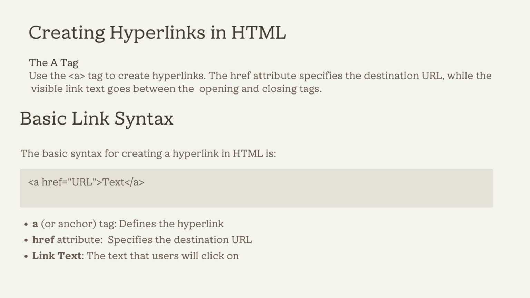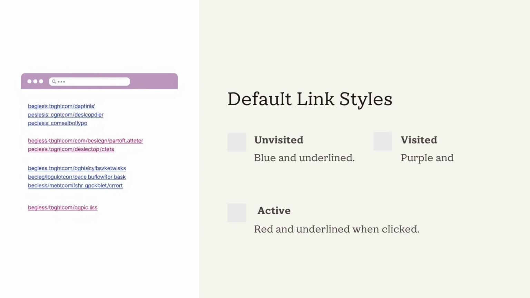The href attribute specifies the destination URL, while the visible link text goes between the opening and closing tags. Basic link syntax. The basic syntax for creating a hyperlink in HTML is: <a href="url">link text</a>. The A tag defines the hyperlink. The href attribute specifies the destination URL. The link text is the text that users will click on. Default link styles: unvisited, blue and underlined; visited, purple and underlined; active, red and underlined when clicked.